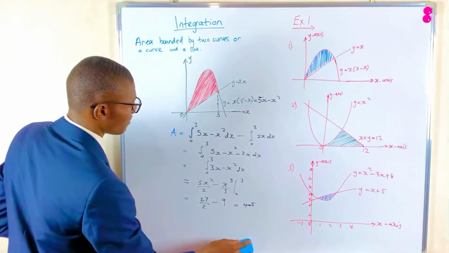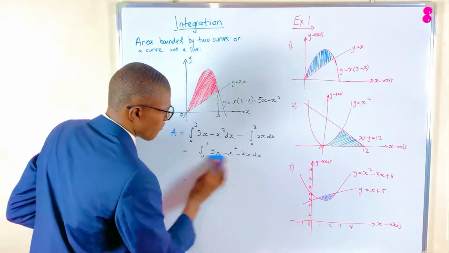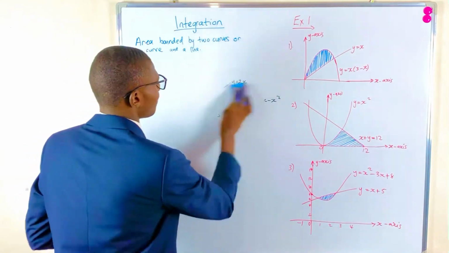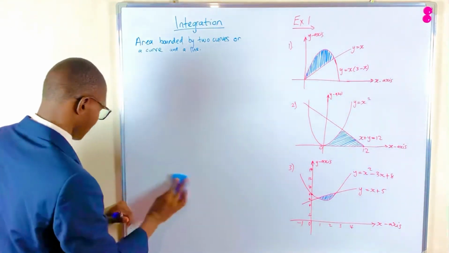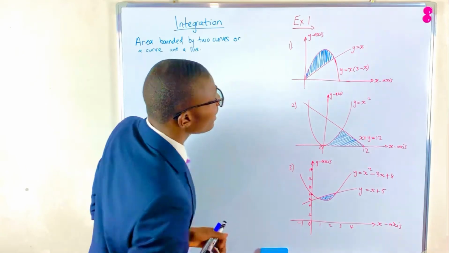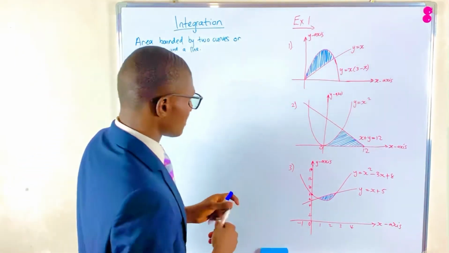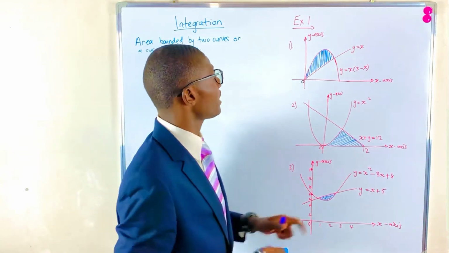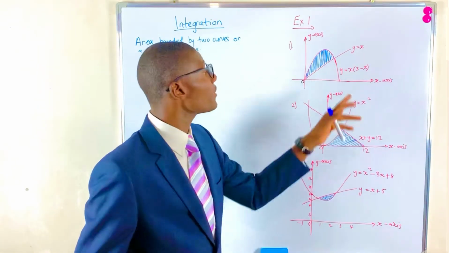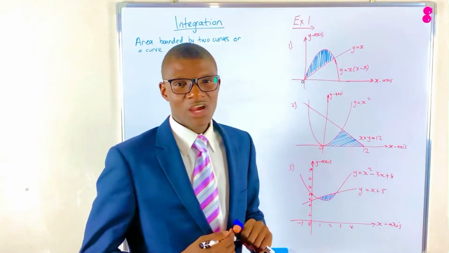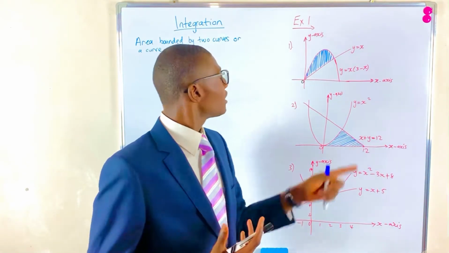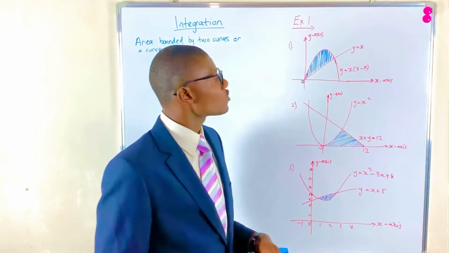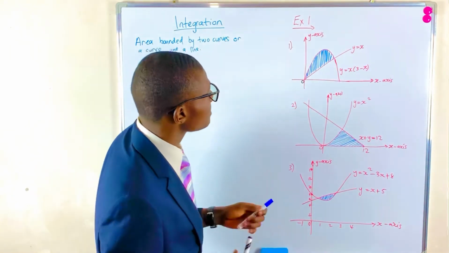Allow me to erase this part. Okay, for number 1, we need to calculate the area of the shaded region. Like I mentioned before, we need the point of intersection, because it's going to help us with the limit. We already know the lower limit is 0, but we need the upper limit. So we shall calculate the point of intersection.